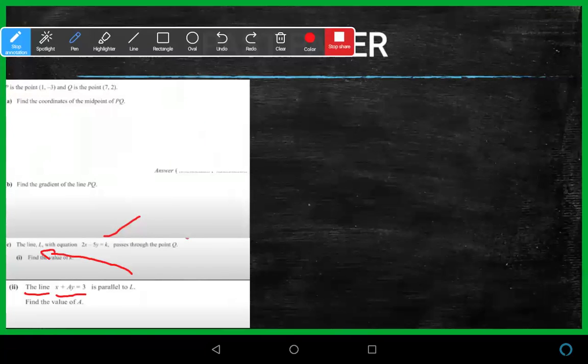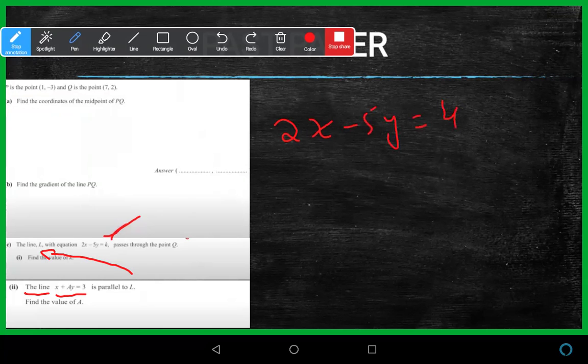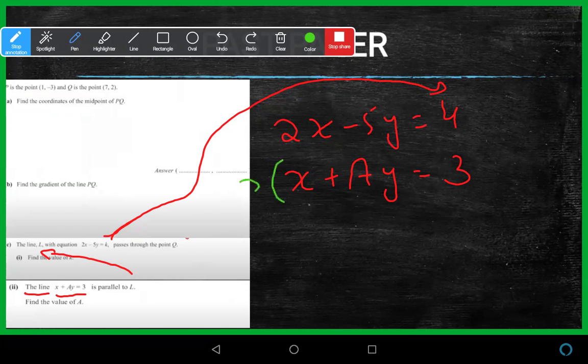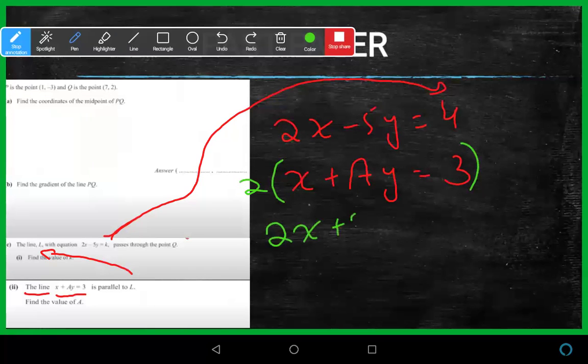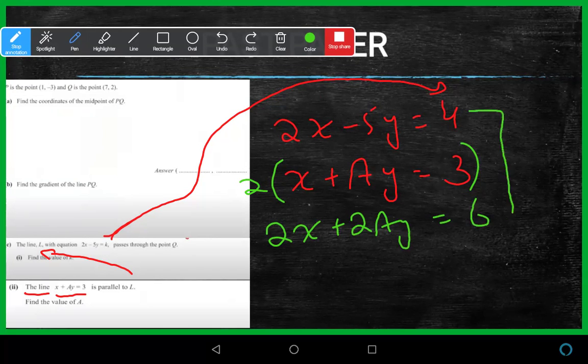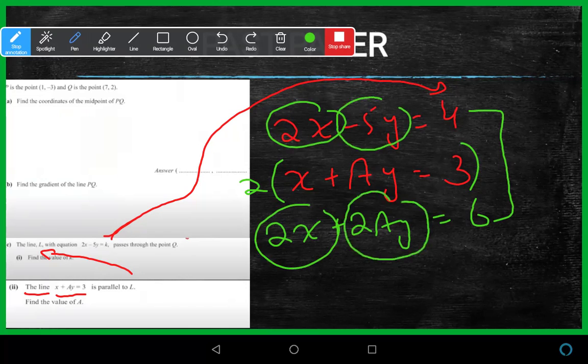The equation of L is 2x minus 5y is equal to 4, because we got the value of K. Now the equation x plus ay is equal to 3 is parallel to this. Remember that in parallel equations, both should have the same x and y coefficients. If I multiply this equation by 2, it becomes 2x plus 2ay is equal to 6. Now you can see these both equations have the same x coefficient, and for this we have to find the value of A. That's why we have to compare.